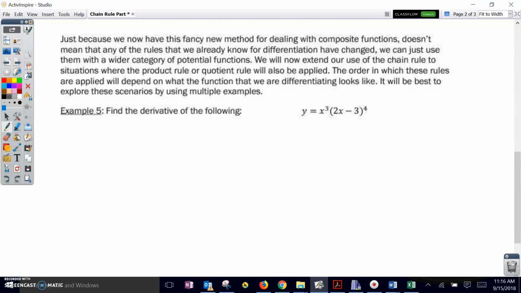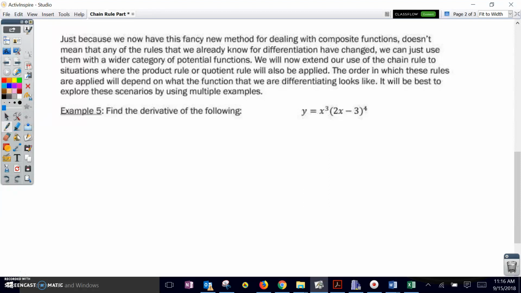Alright, in this video we're going to start applying the chain rule in conjunction with some of our other rules, namely the product rule and the quotient rule, and how we're going to apply those in combination with the chain rule. It sometimes takes a little practice to figure out which rule gets applied first and things like that. To me, I always think about it as this concept.